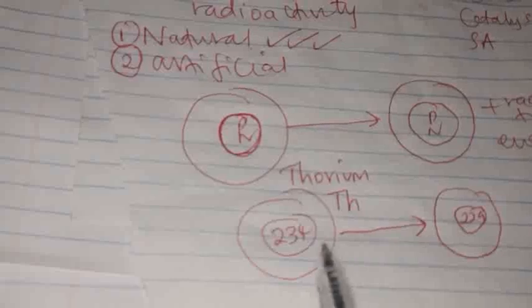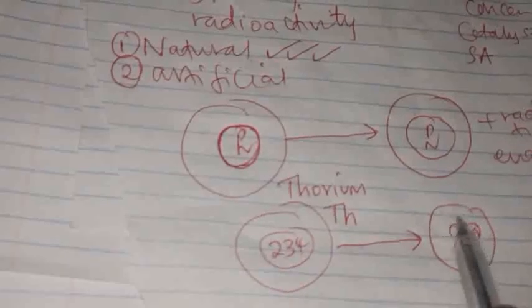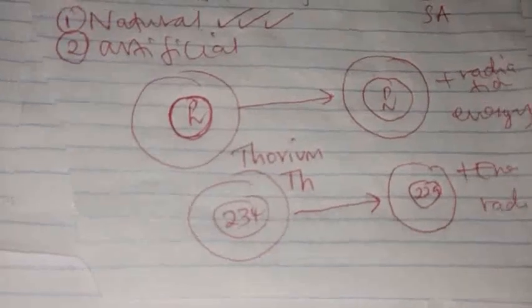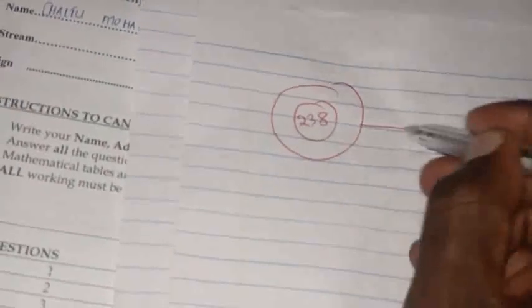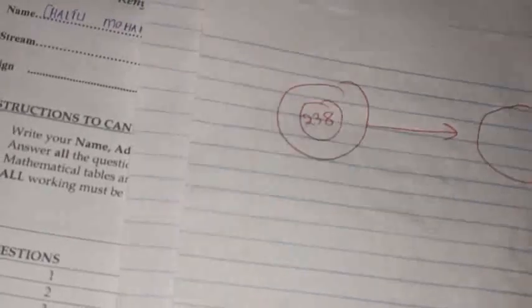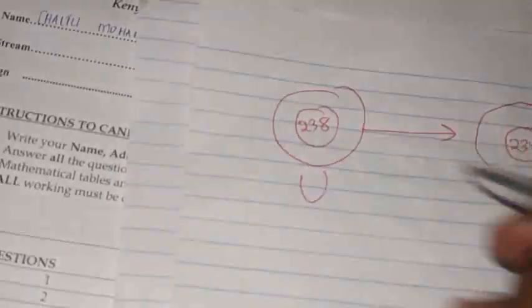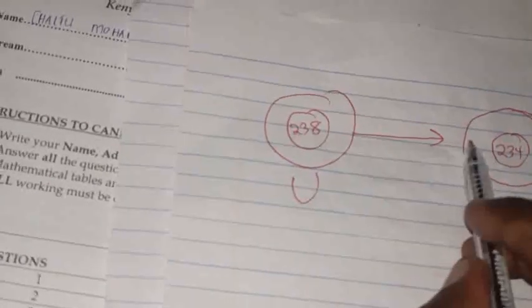Look at that. A radioactive nuclide splitting to form another nuclide with emission of energy and radiations. That's what we refer to as natural radioactivity. Or sometimes you can have an atom like uranium having a mass number of 238, spontaneously splitting to give rise to another nuclide with the mass number 234. This is uranium and this is thorium. This is referred to as natural radioactivity.